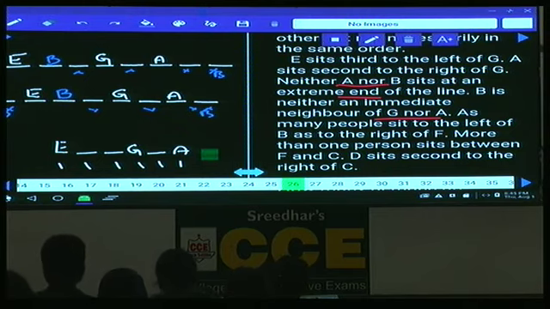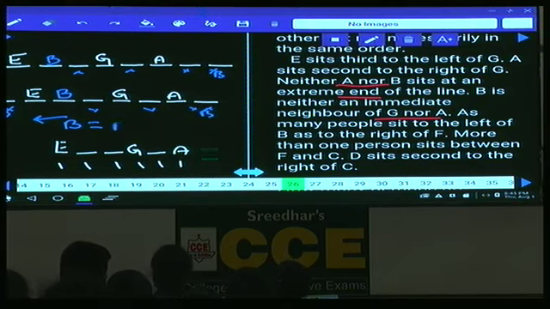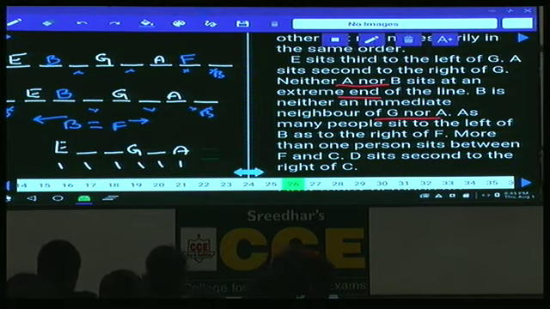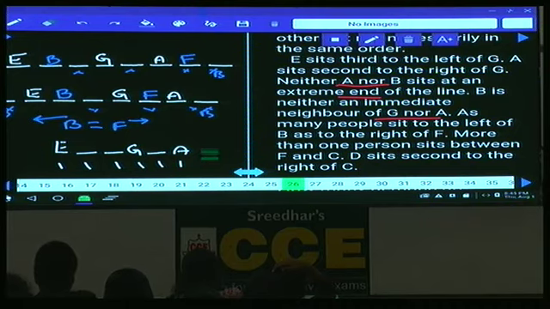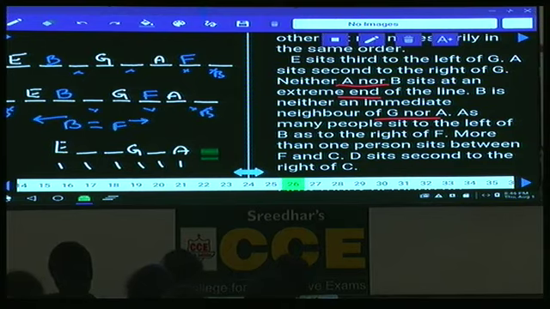The number of persons to the left hand side of B is equal to the number of persons to the right of F. This information should be represented like this. Now in the first case, how many persons are there to the left hand side of B? 1. Hence, to the right hand side of F, there must be exactly 1 person. And in the second case, 2 persons to the left hand side of B and 2 persons to the right hand side of F.